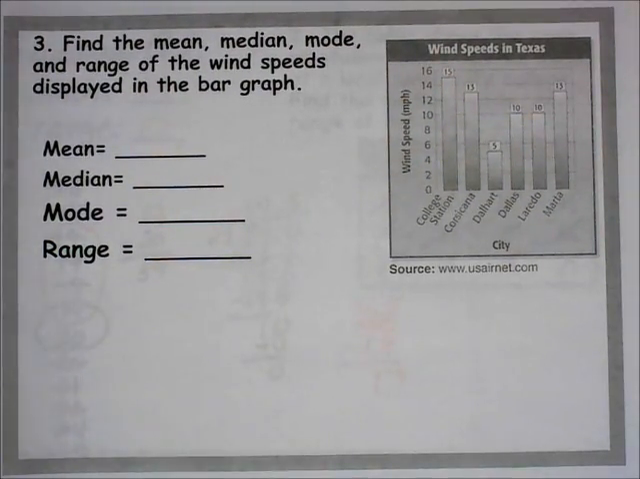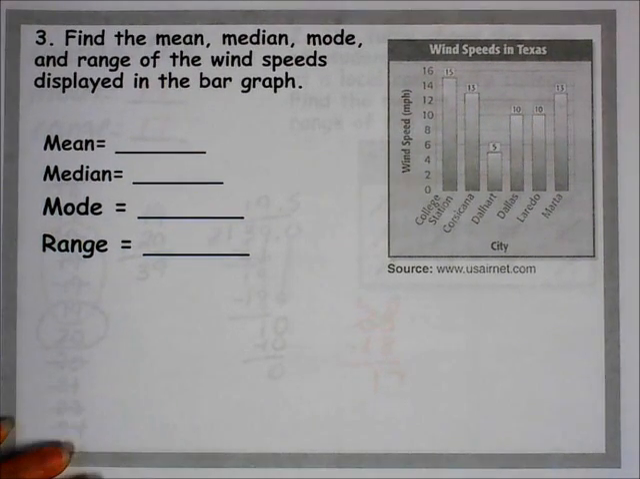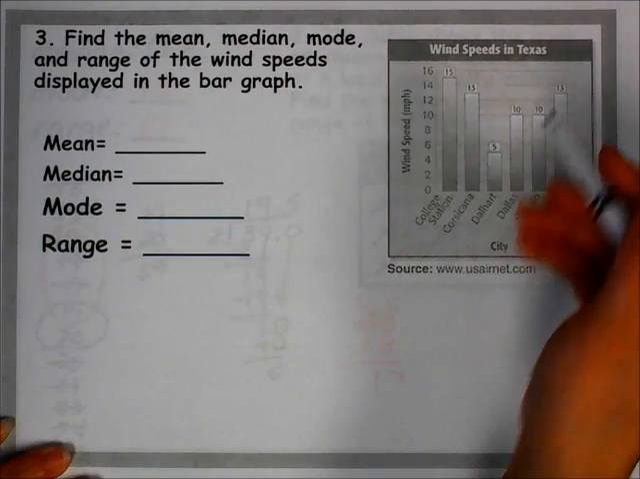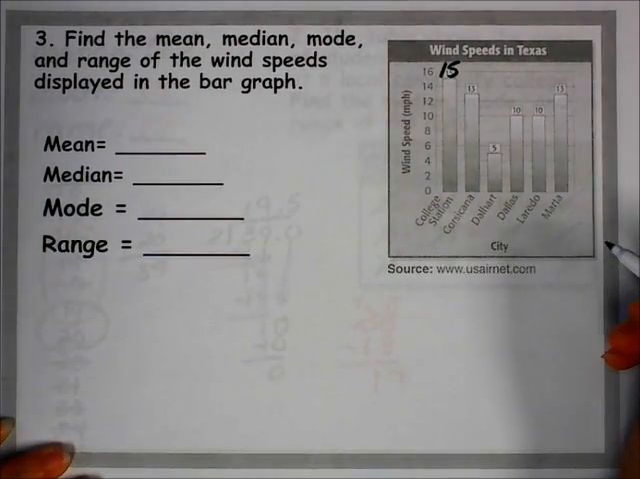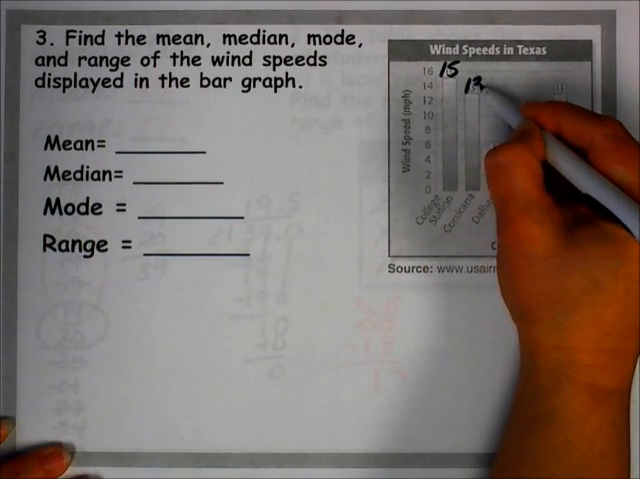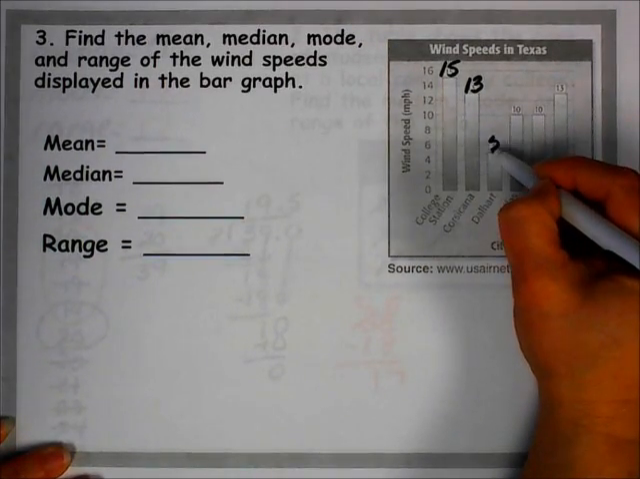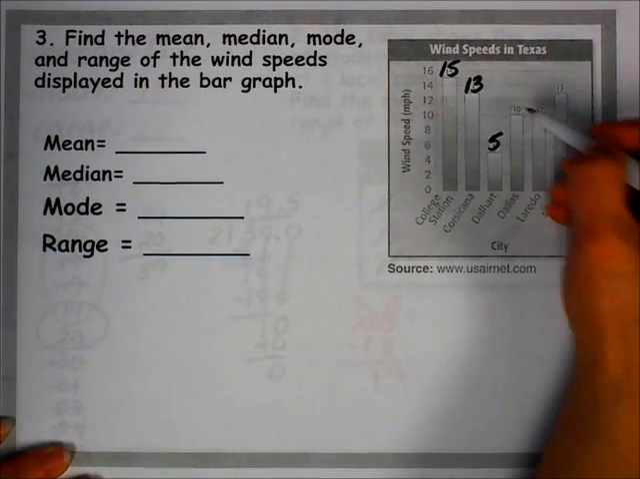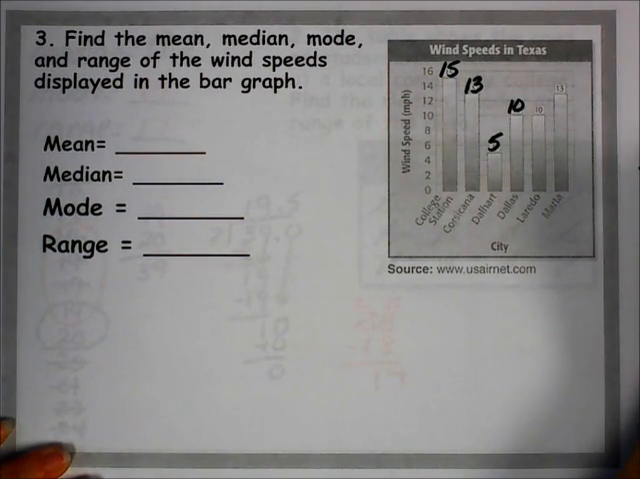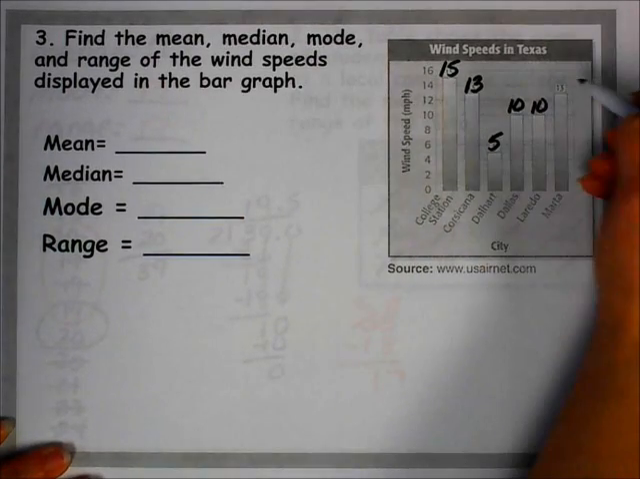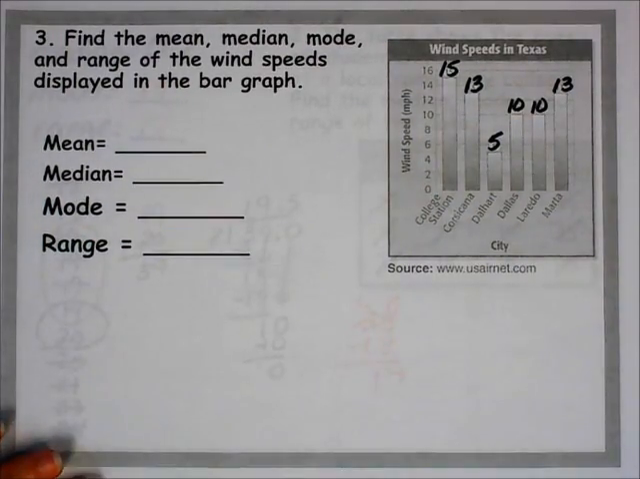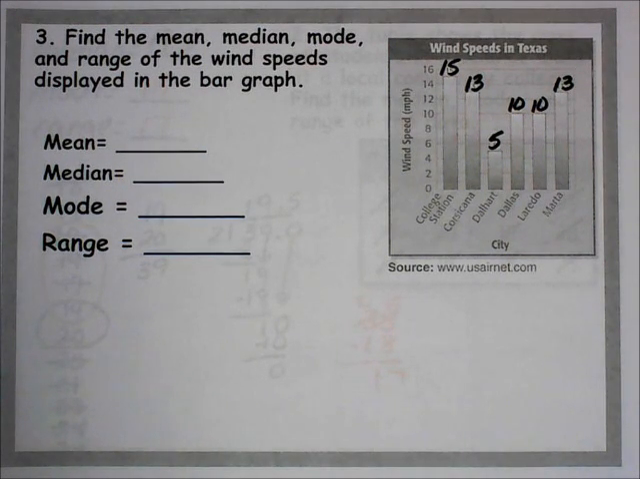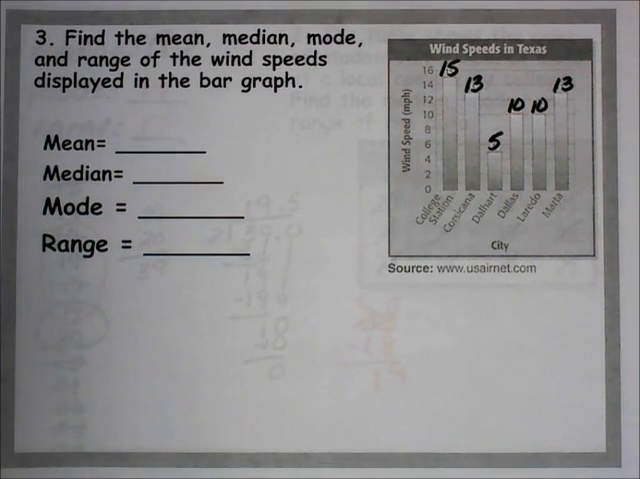Let's look at question number 3. Number 3 asks me to find the median, mode, and range of the wind speed displayed in the bar graph. So let's look at our bar graph. The wind speed in College Station was 15 miles per hour. Corsicana was 13 miles per hour. Dalhart, 5 miles per hour. Dallas, 10 miles per hour. Laredo, 10 miles per hour. And Marfa, 13 miles per hour. I would like for you to hit pause, find the mean, median, mode, and range. When you're finished, you may hit play to check your work.